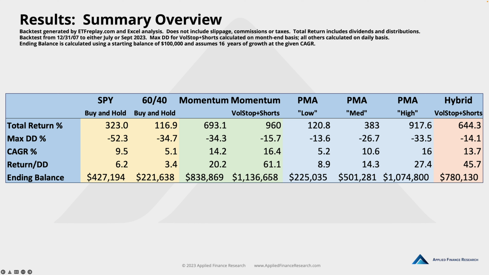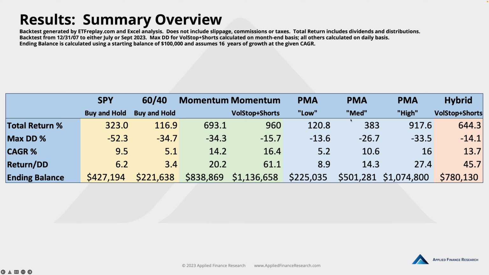The second green column is the same example momentum system, but now we add the optional volatility stops and short positions that we teach. Here we can see that the total return jumps to 960%. The maximum drawdown is reduced to minus 15.7%. The compounded annual growth rate is 16.4, and we have a return to drawdown ratio of 61.1. So just by adding the optional volatility stop and short positions, we're at roughly 10 times the return to drawdown ratio of S&P and roughly 20 times that of 60/40. The impact on the ending balance is quite significant, and that jumps to 1.14 million.